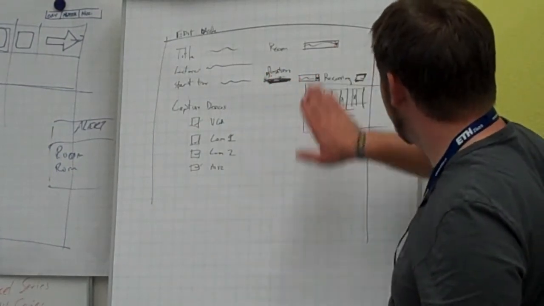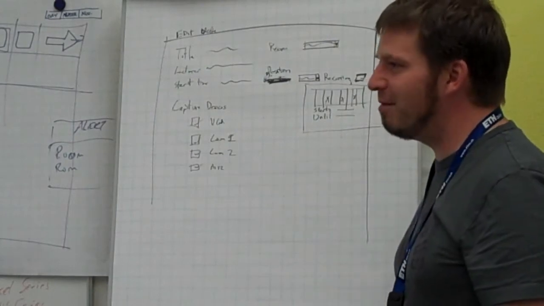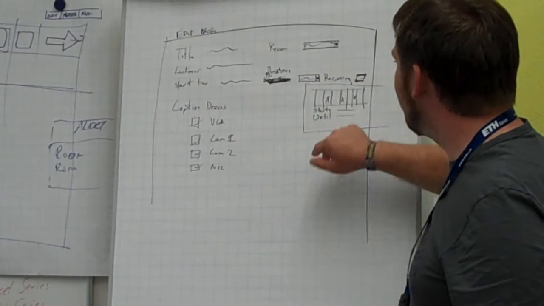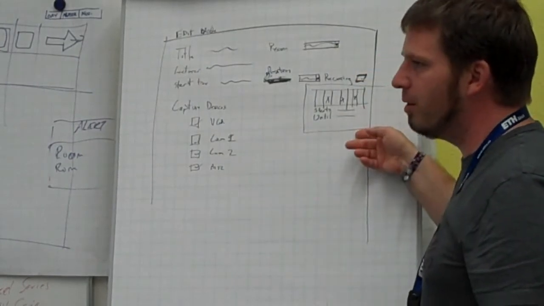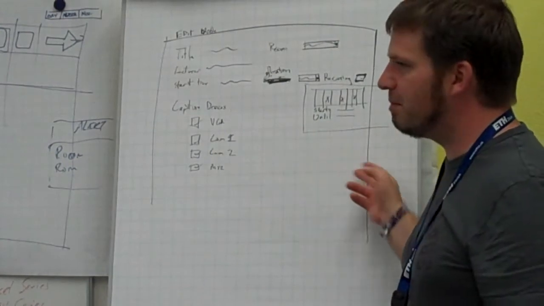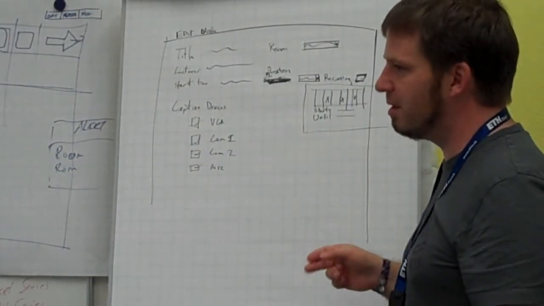Then we came to what's the difference between an event and a series. At first, a series has something like a recurring scheme, while the event would probably have something to link back to the series.